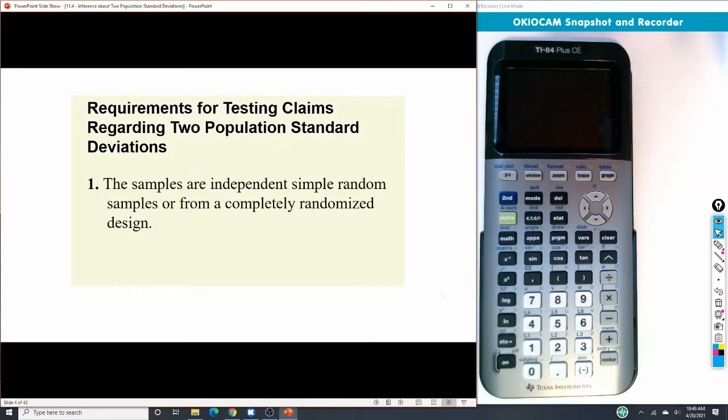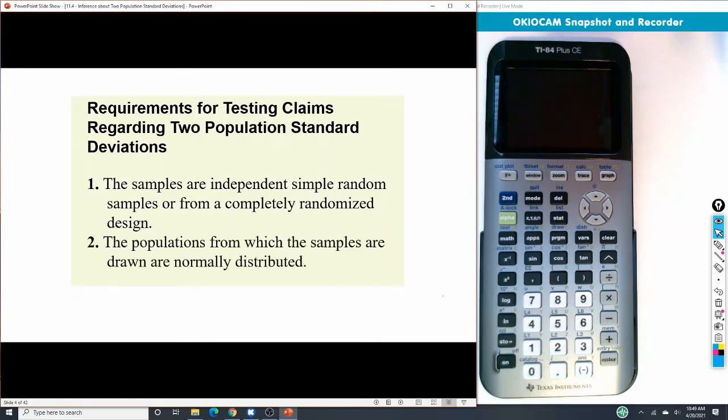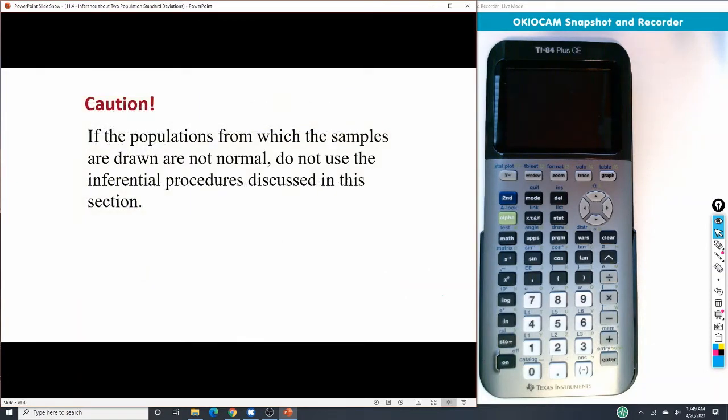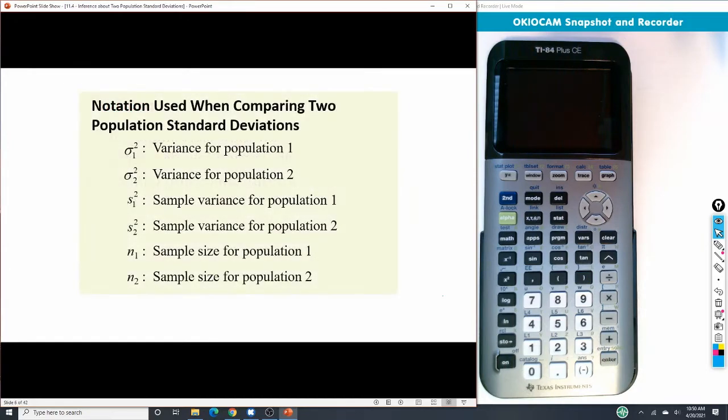Okay. All right, so requirements for testing claims regarding two population standard deviations. One, the samples are independent, and two, the populations from which the samples are drawn are normally distributed. So if they're not normal, probably shouldn't use this. Now you're going to see a lot of powers and subscripts. It just means that our powers are for variance, and then our subscripts are for just which population it's from on those pieces.